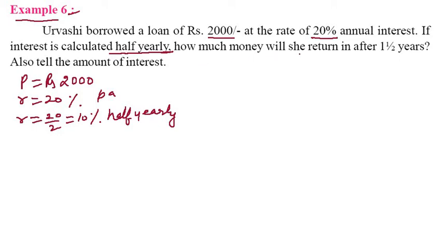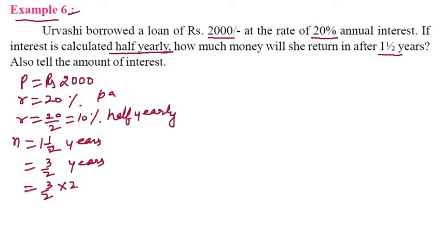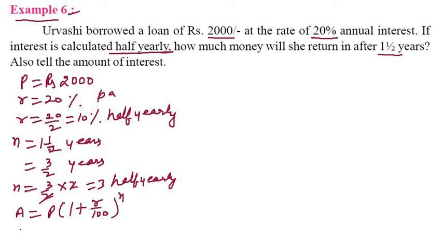So how much money will she return after 1.5 years? So time N is given as 1.5 years. So you will change this: 1 and 1 half is 3 by 2 years. So it will be changed into half yearly, so it is multiplied by 2. So 2 1 halves are 3 half-years. Now apply the formula. Formula is amount will be equal to P times (1 plus R upon 100) to the power n. Now put the values.